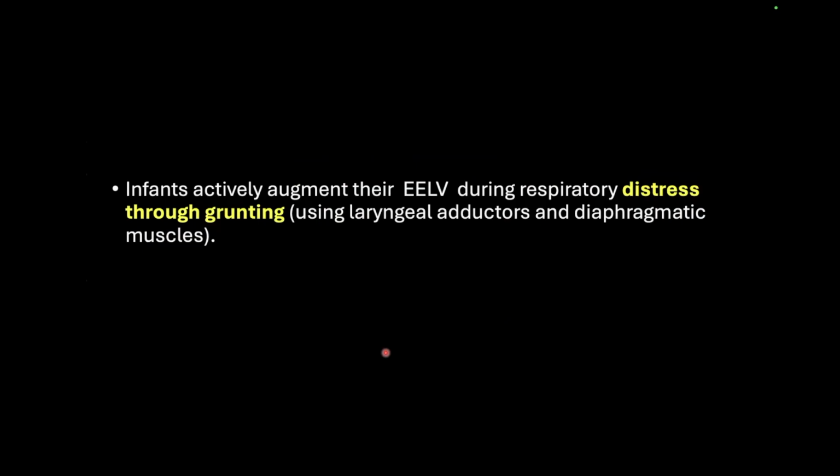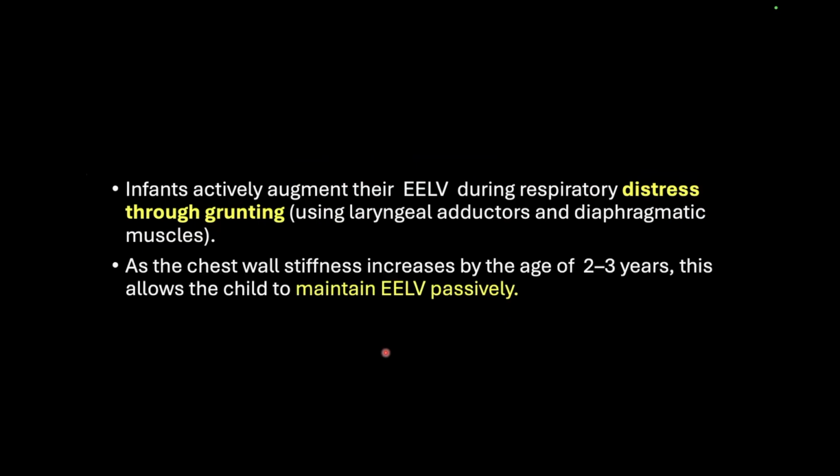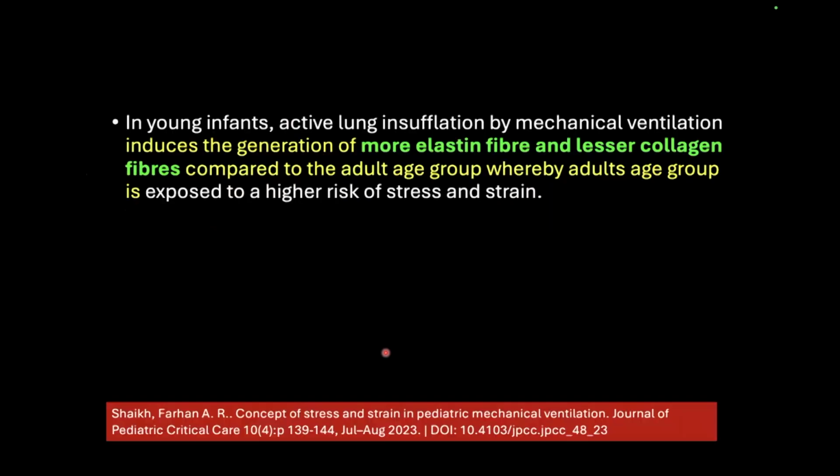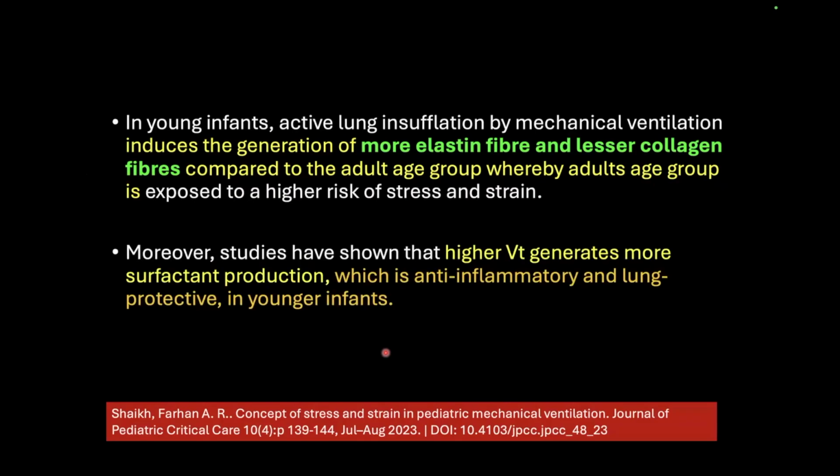Infants augment their EELV in respiratory distress by grunting, and chest wall stiffness increases by the age of 3 years, and this allows the child to maintain the ELV passively. In young infants, mechanical ventilation, which causes inflammation in the alveolar capillary interface, will generate more elastin fiber as compared to collagen fiber, which happens in adults. So more risk of injury in adults compared to children.